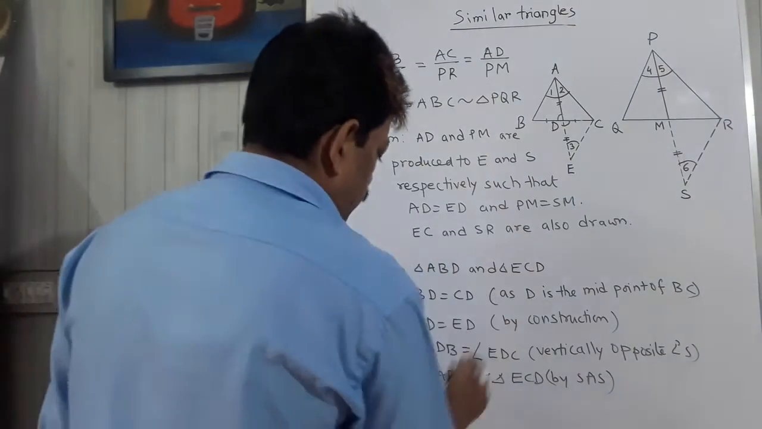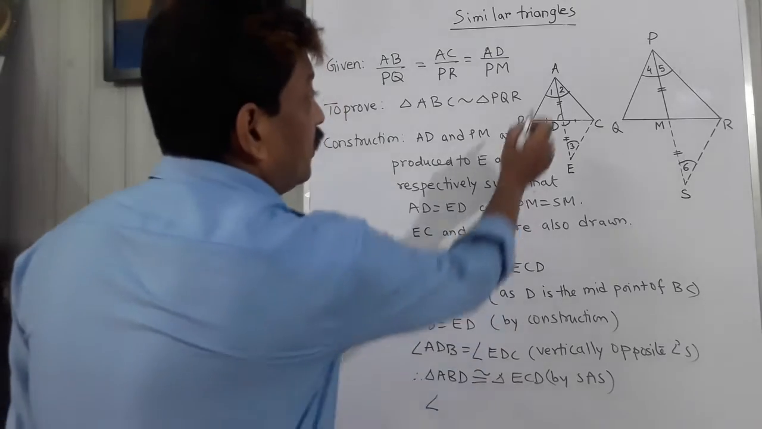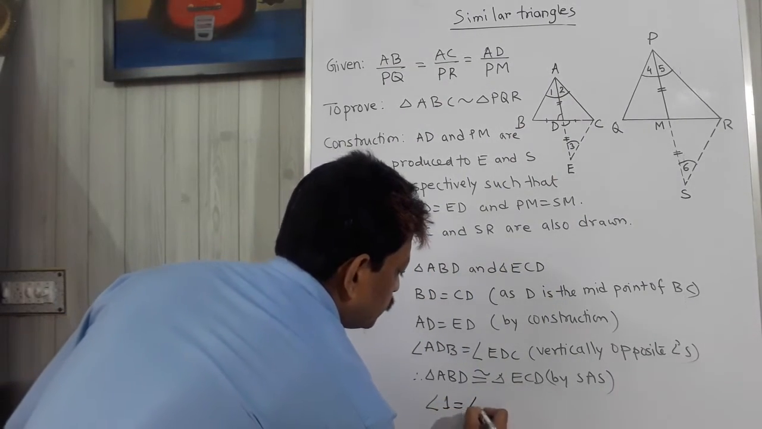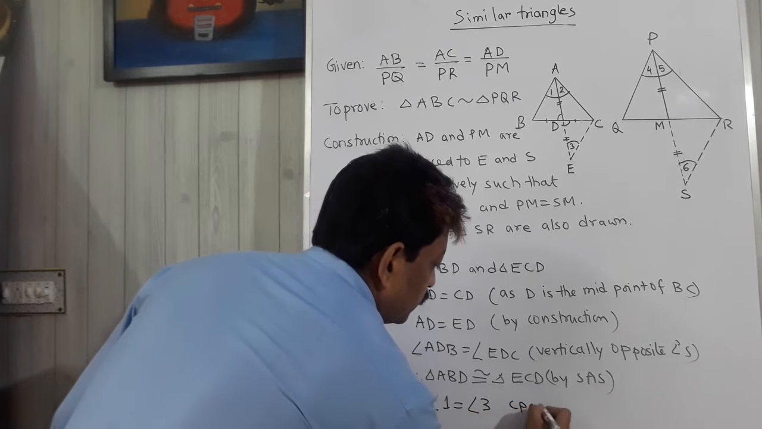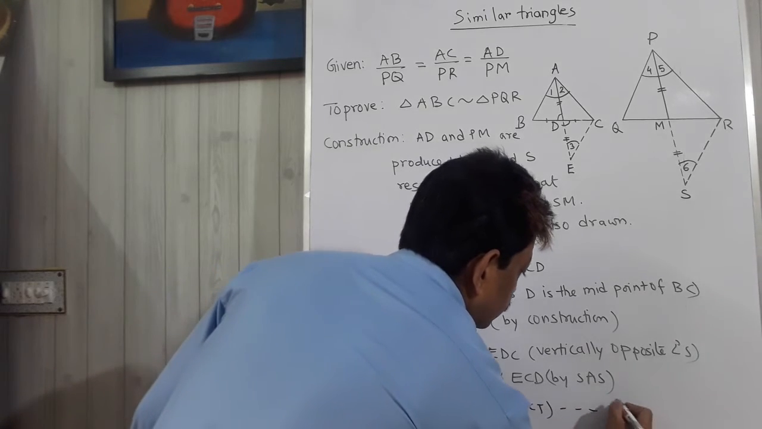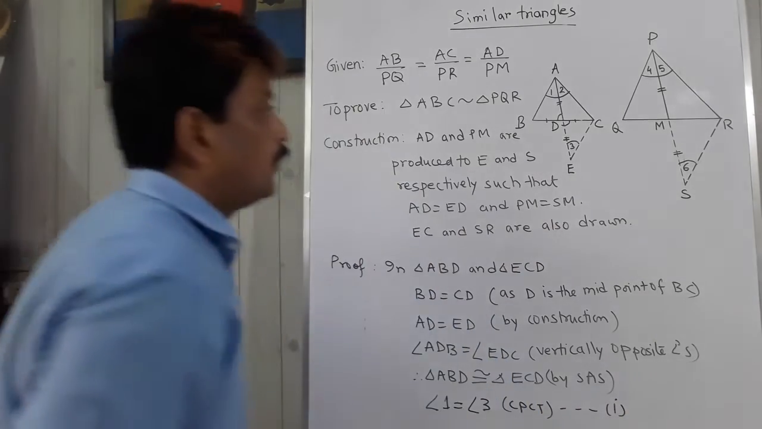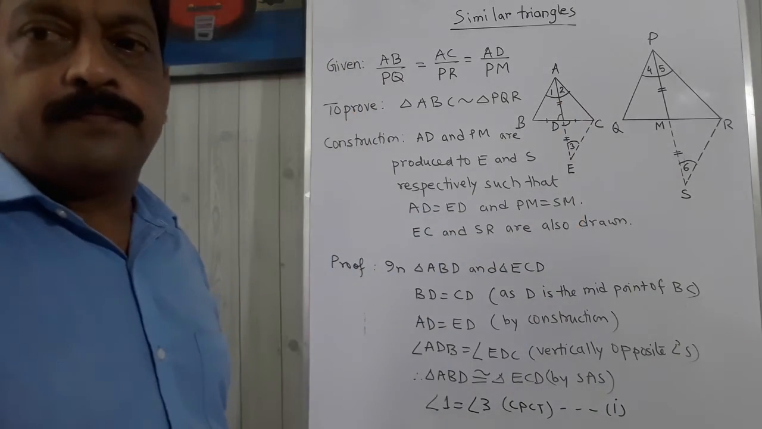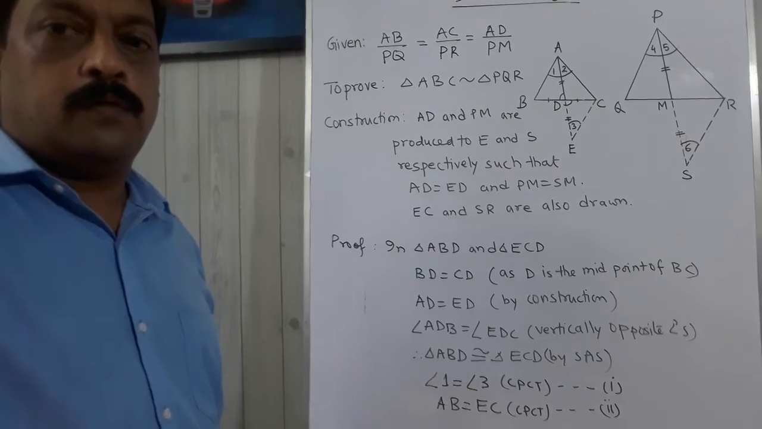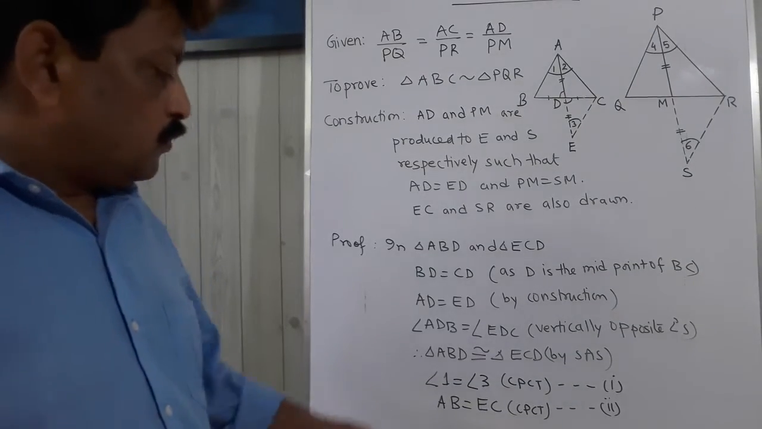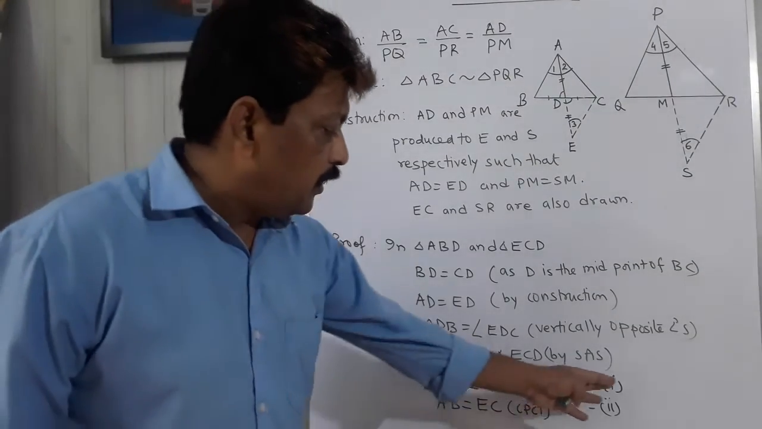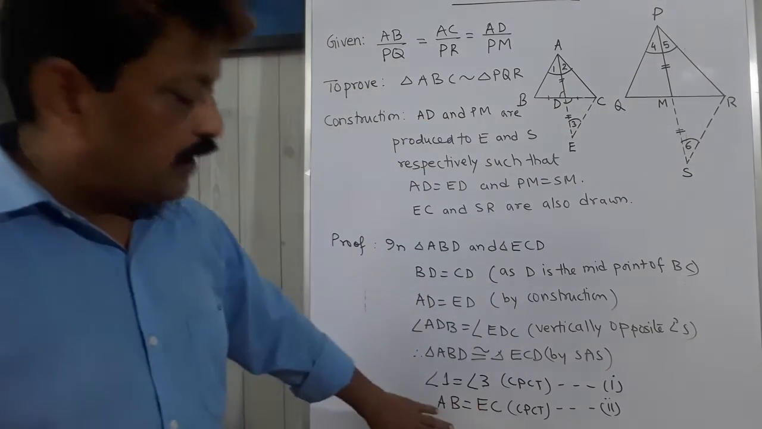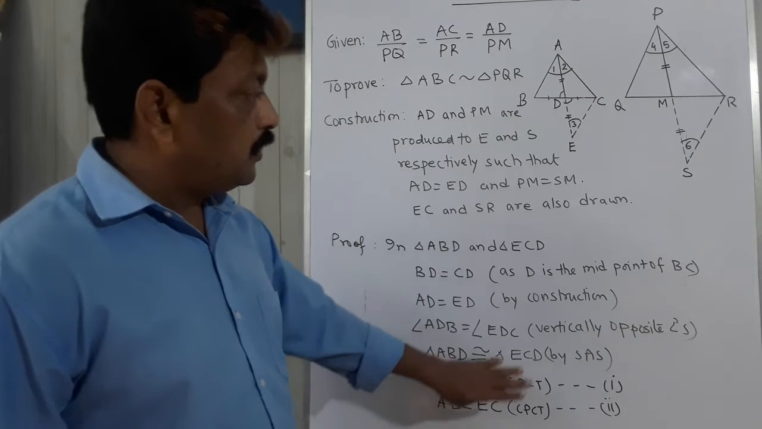So by CPCT we can write angle 1 equals to angle 3. CPCT, this is equation number 1, and we can also write AB equals to EC. So by CPCT, angle 1 equals to angle 3 and AB equals to EC. These are the things we have got from CPCT.